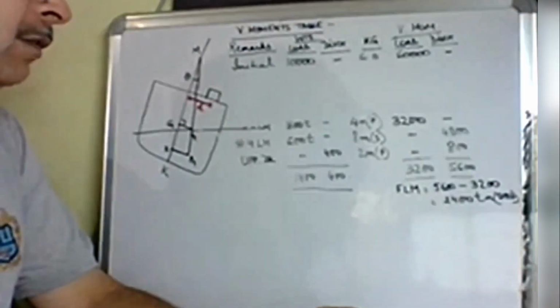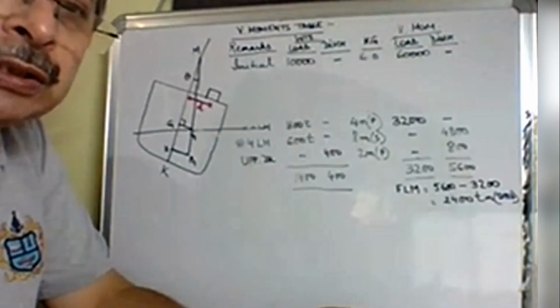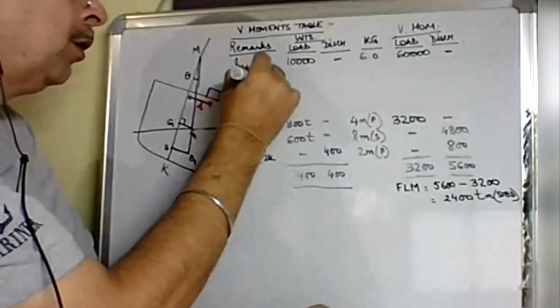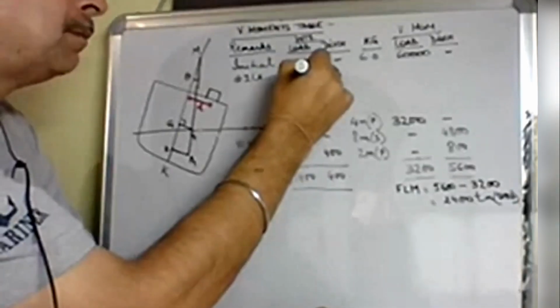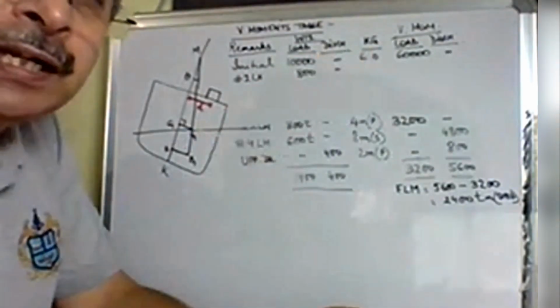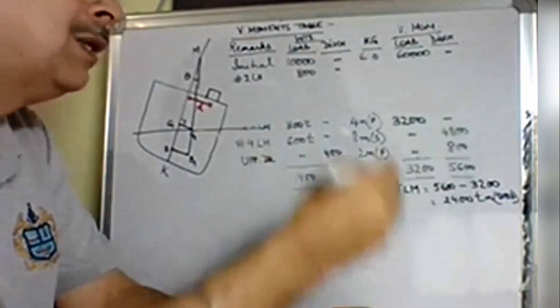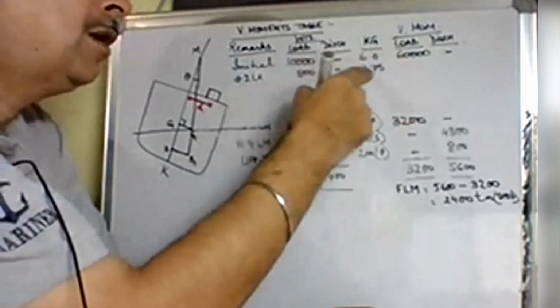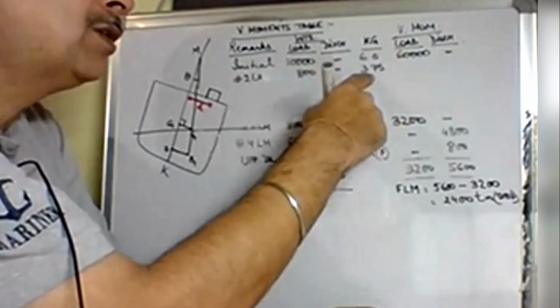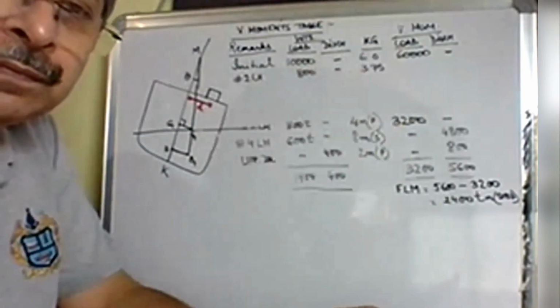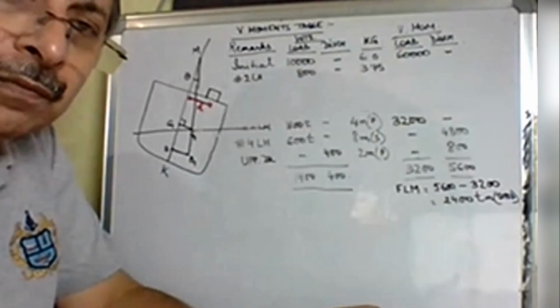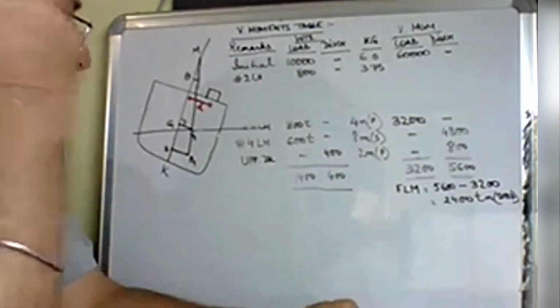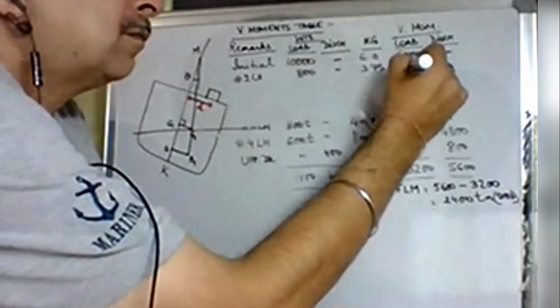Now we start with our various loadings and discharging operations. So number 2 lower hold, we loaded 800 tons. What was the KG of that 800 tons? 3.75, given to us in the question. Because I'm loading, 800 into 3.75, how much does it come to? 3000.